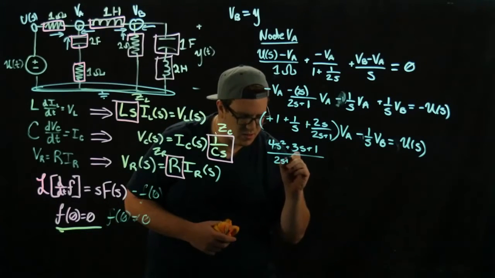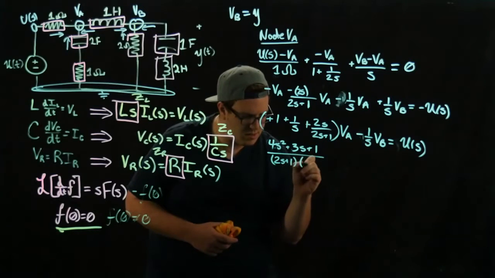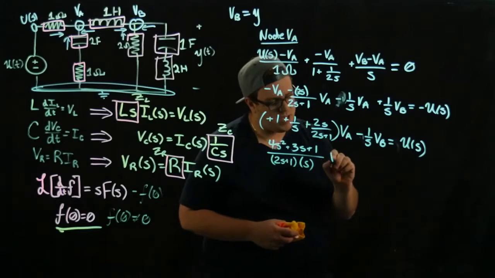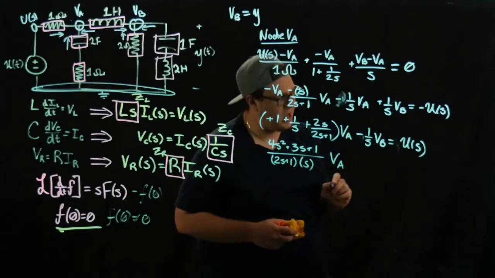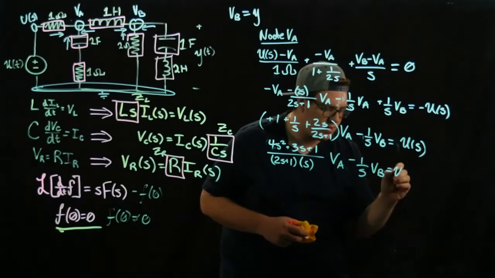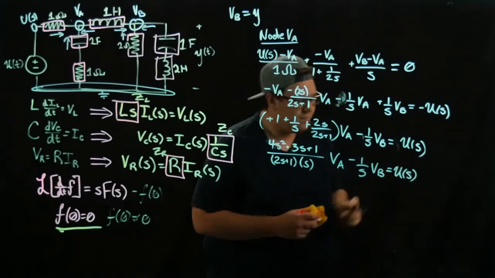2s plus 1 times s. Sometimes that's easier to see. And it's all times VA minus 1 over s VB. And this is all going to equal u of s.